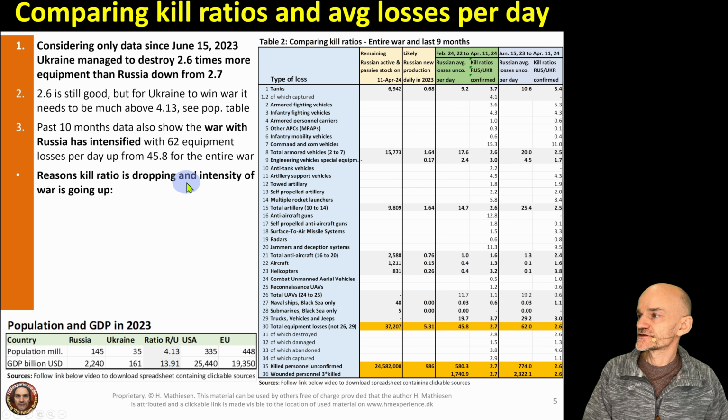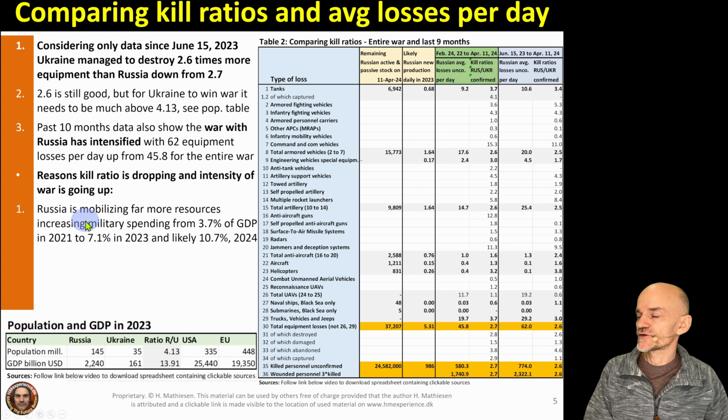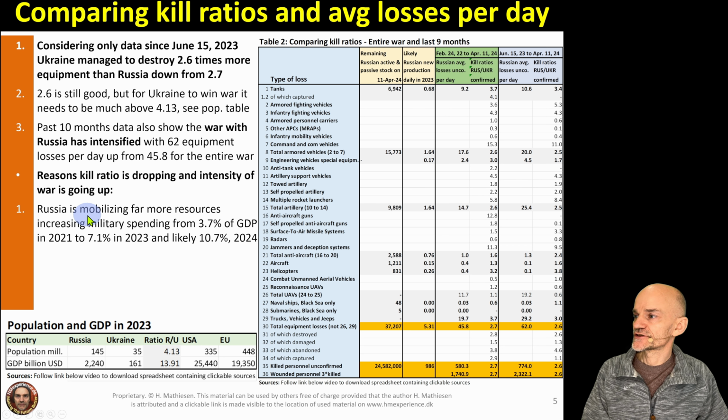So what are the reasons that the kill ratio is dropping and the intensity of the war is going up? Well, one of the most important things I'd say is that Russia is mobilizing far more resources, increasing military spending from 3.7% of GDP in 2021, that was before the war started, then it increased to 7.1% in 2023, and it's likely going to be almost 11% of GDP here in this year, 2024.